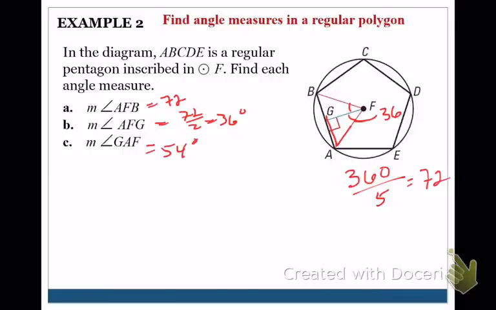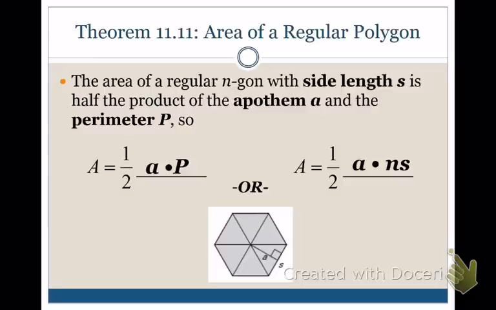Okay? We need to be able to find those angle measures because, again, we're going to be in right triangles, and sometimes we need angle measures to help us find sides. And the way we do that is using sine, cosine, and tangent. Okay? Now, to the point here in finding areas of a regular polygon.